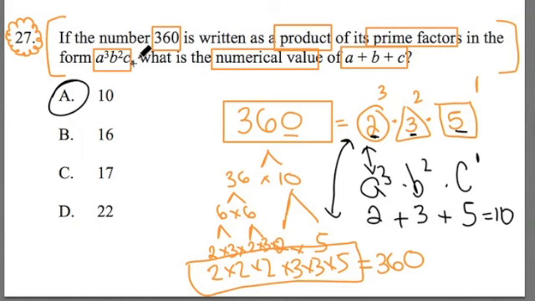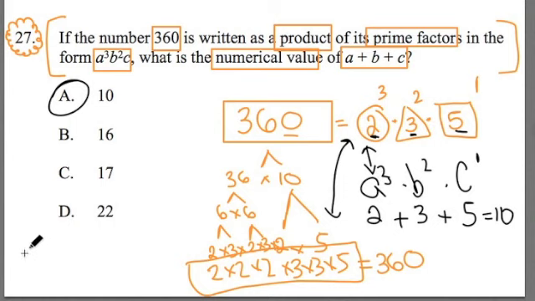And then third, not only do we have to get to the prime factorization of 360, but then we have to be able to identify the distinct prime numbers, the bases, and the exponents of this number. Meaning the base is a 2, the exponent is a 3, so it's 2 to the third. The base of the second distinct prime number is a 3, the exponent is a 2, and so on and so on, so you can identify what the a's are.